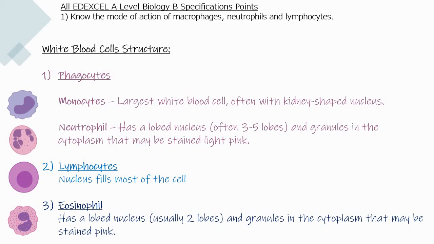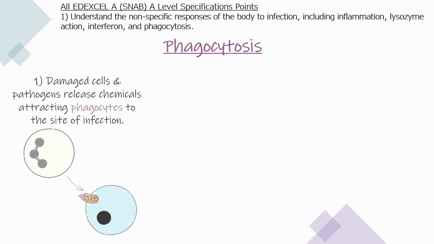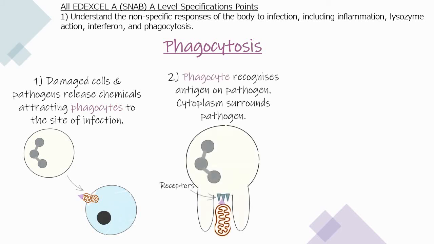So the next non-specific response is phagocytosis. So this begins with damaged cells and pathogens releasing chemicals which attract the phagocytes to the site of infection. The phagocyte then recognises the antigen on the pathogen and pushes out its cytoplasm to surround the pathogen.